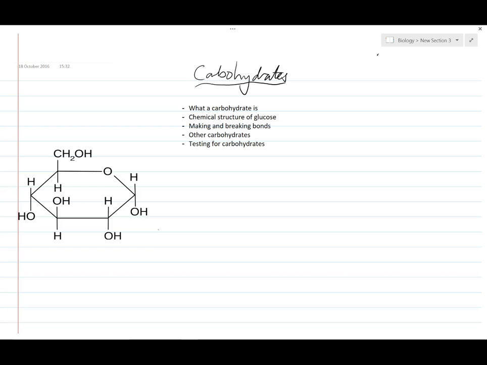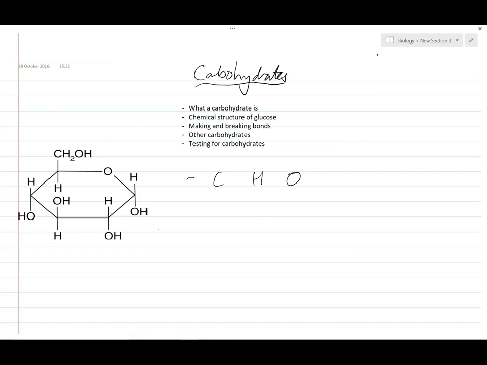So, what is a carbohydrate then? Well, to define it, you just have to look at the name, carbohydrate. What does that mean it contains? Well, it obviously contains carbon, it contains hydrogen, and it also contains oxygen. And all carbohydrates have these in some sort of proportion or other.